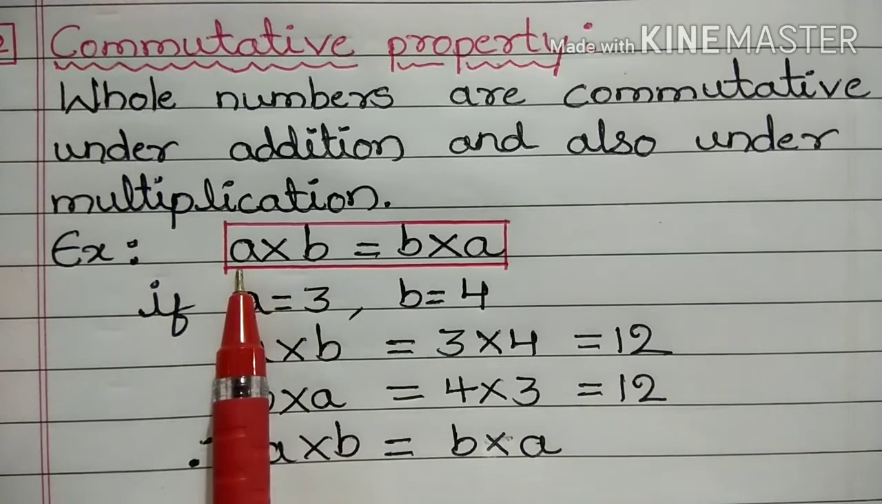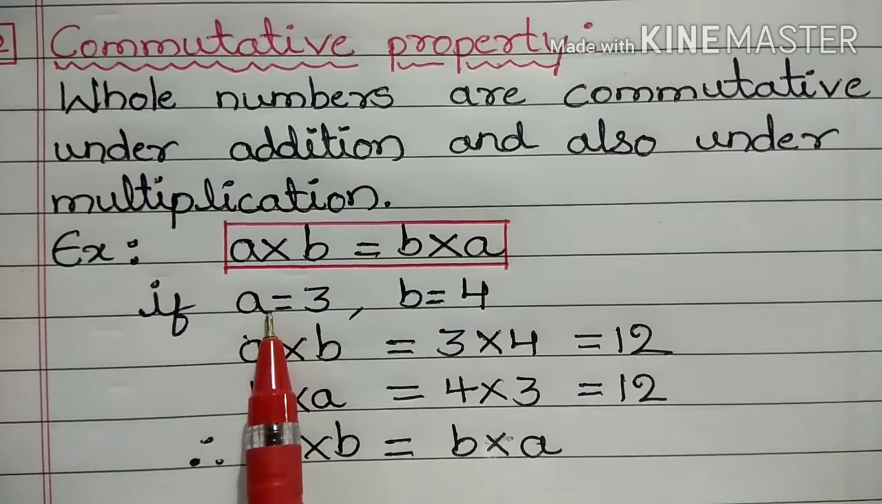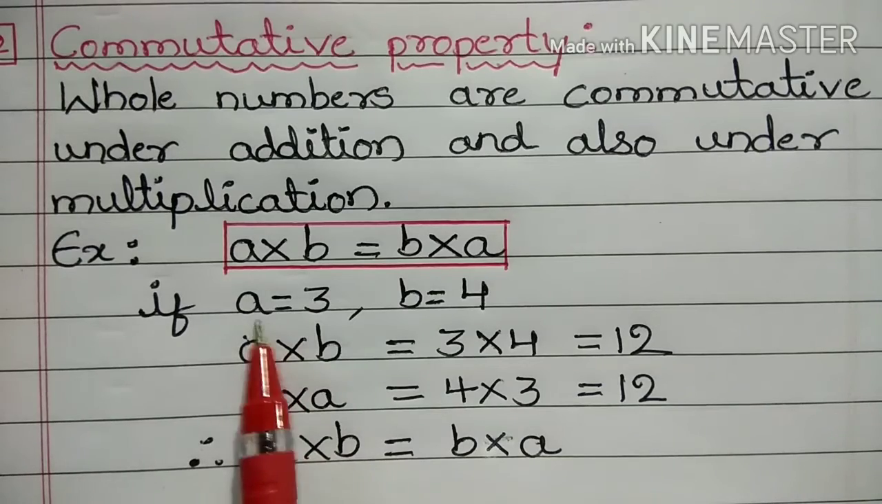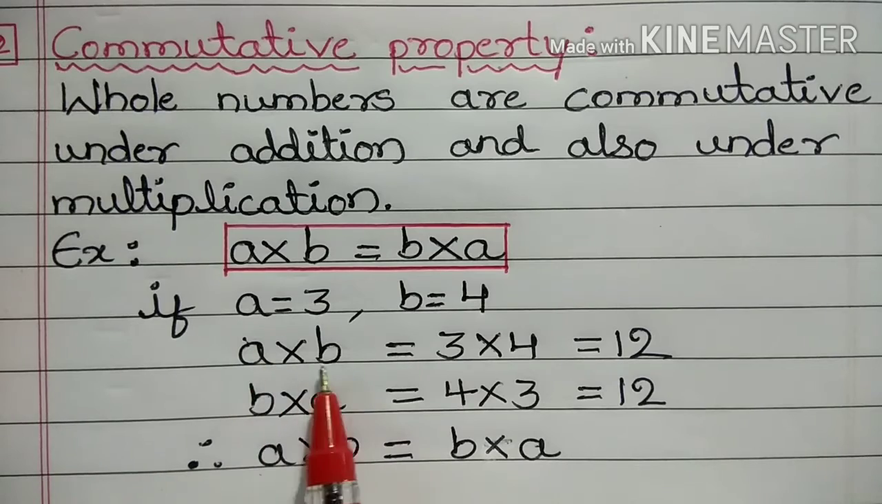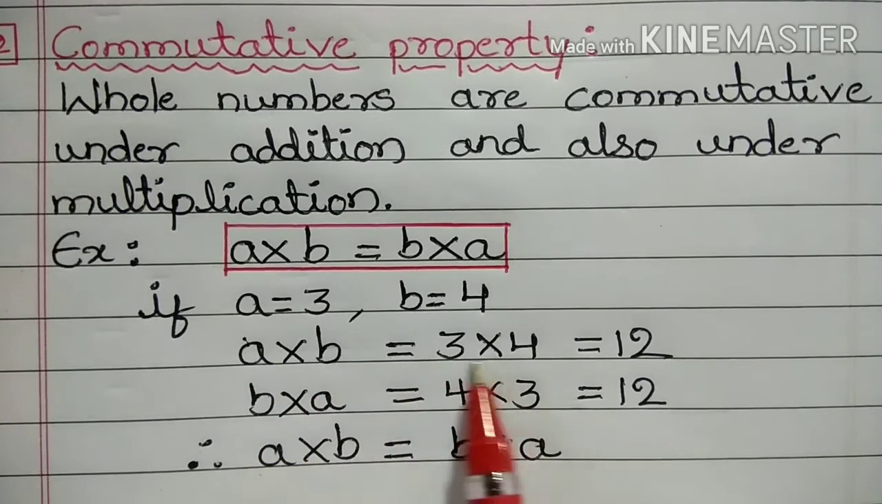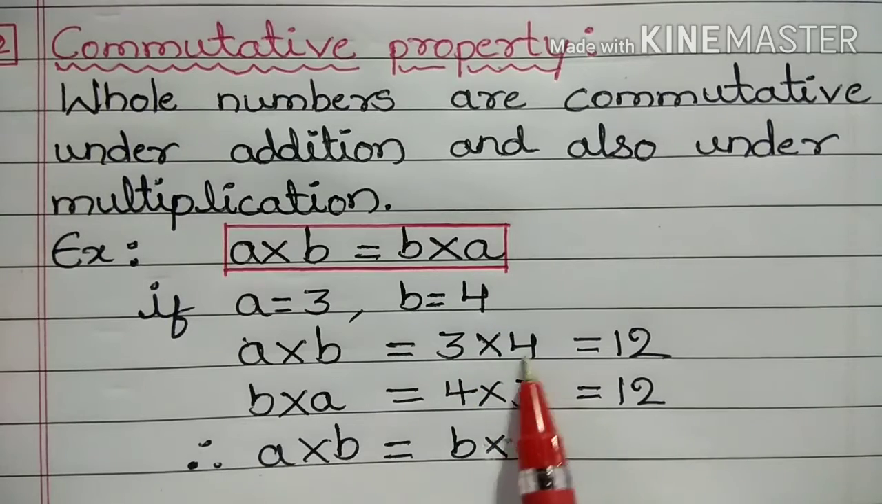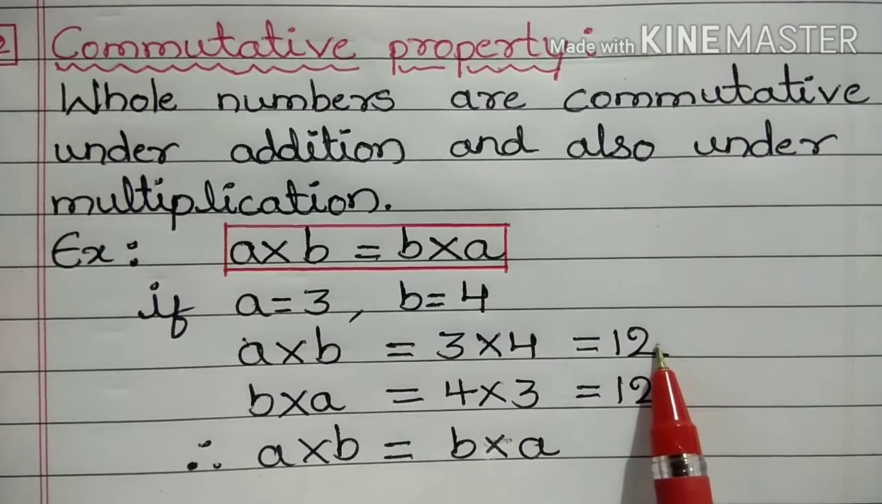So when we multiply two whole numbers, see here, if A equals 3, B equals 4. Consider some values for A and B. Then A into B equals 3 into 4, because A is 3, B is 4. So A into B means 3 into 4. So 3 4s are 12. What's the answer? That is 12. So 12 is a whole number.